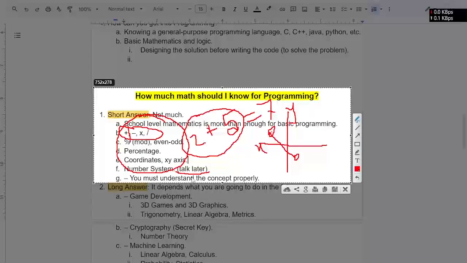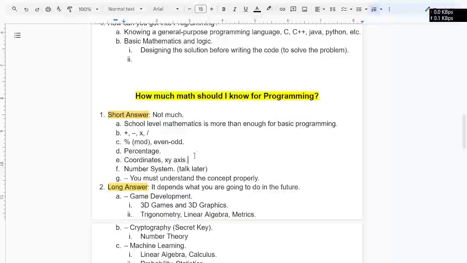But if you don't understand the concept properly, and if you cannot use these concepts in the real world, that will be a problem. So you have to understand the concept properly, and you should use this concept in real world problems, and if you can do this, that will be more than enough.